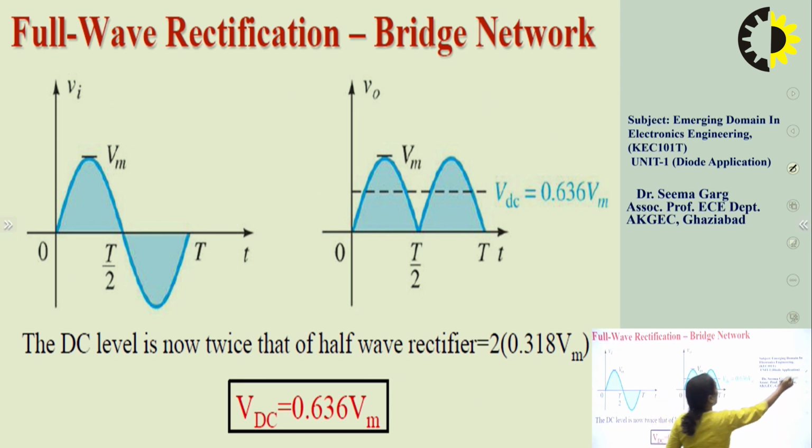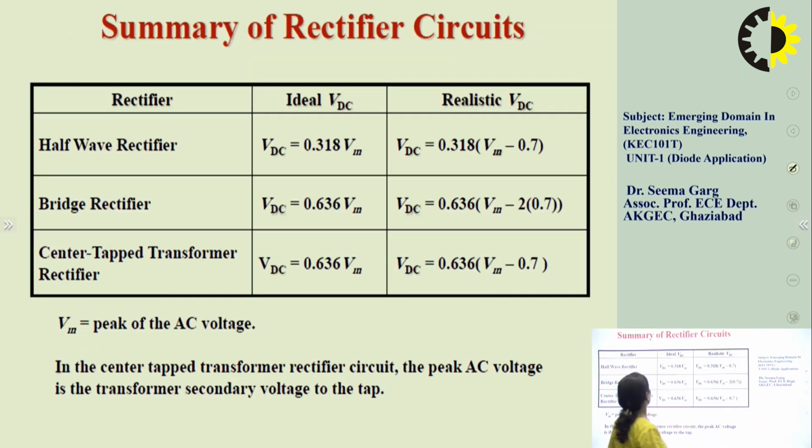So here is the comparison. We can see the half wave rectifier, bridge rectifier and center tap rectifier. For the half wave rectifier, the DC value is only 0.318 Vm. But practically, if we calculate that DC value, it is Vm minus 0.7, because 0.7 is the barrier potential of the silicon type of diode.